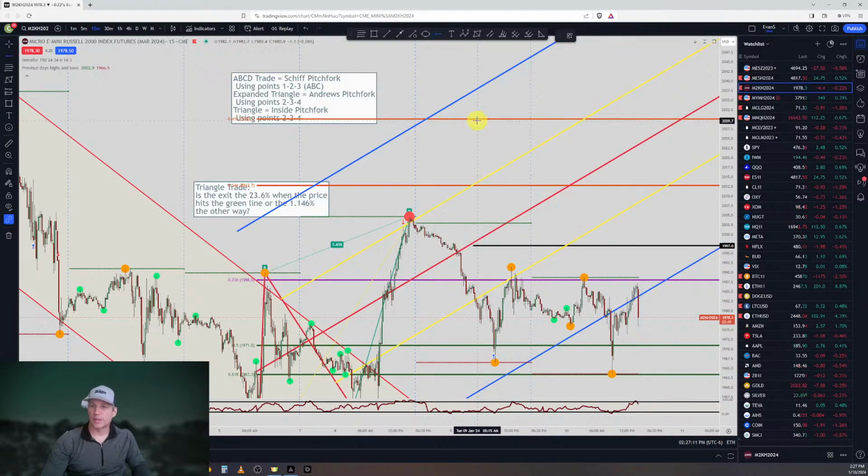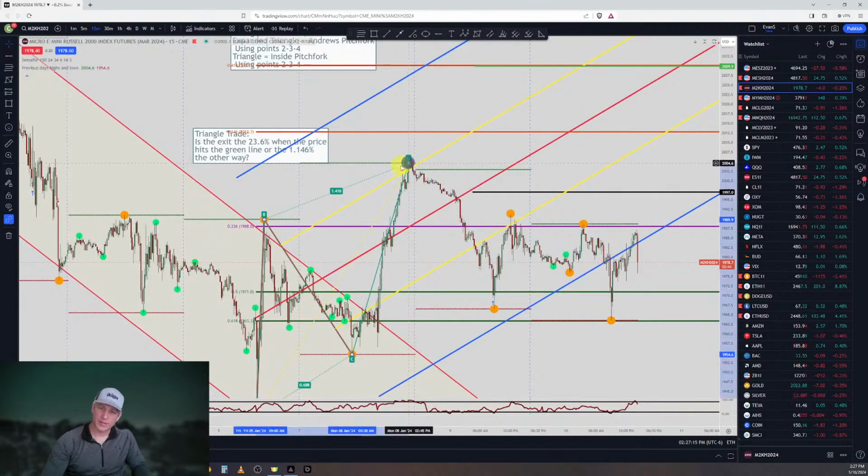So this would have been kind of the overall target we were looking for right there, but we've had some other things happen since then.